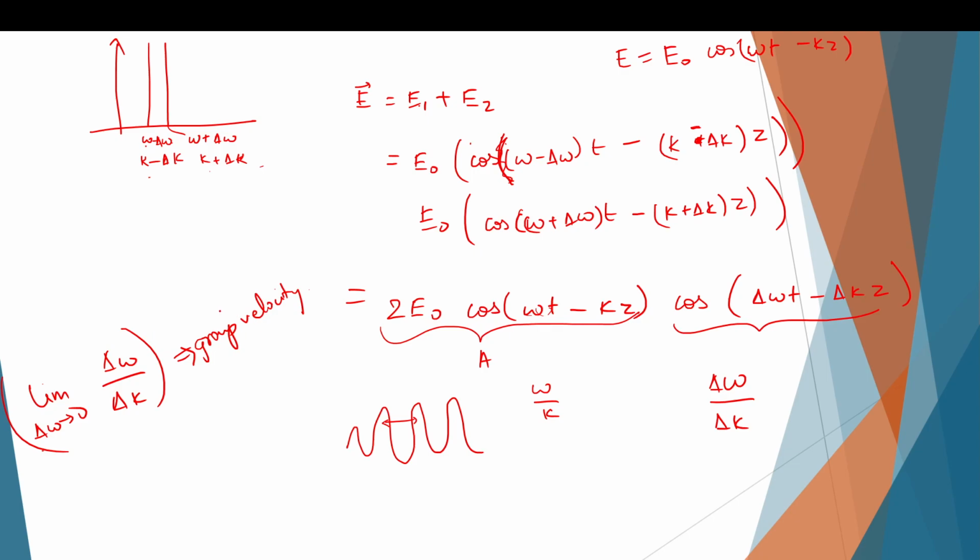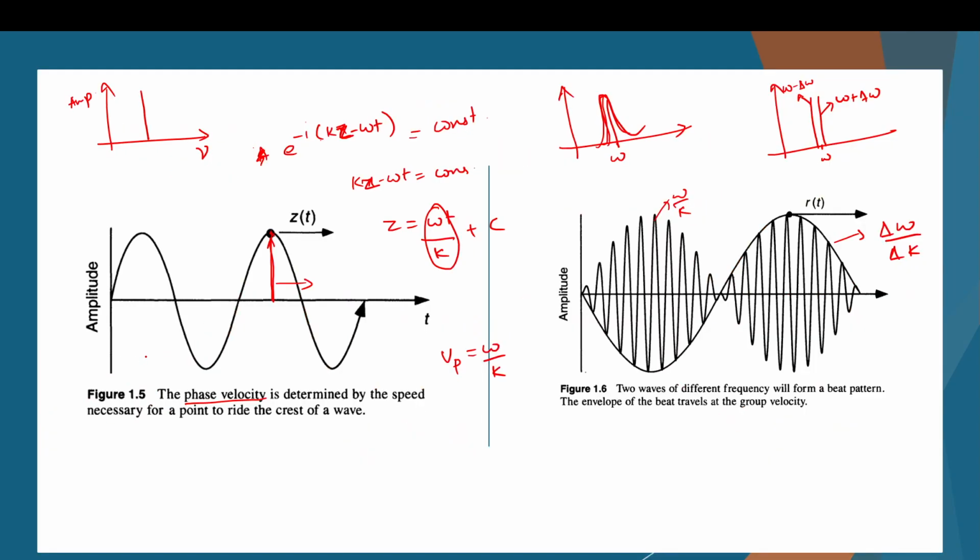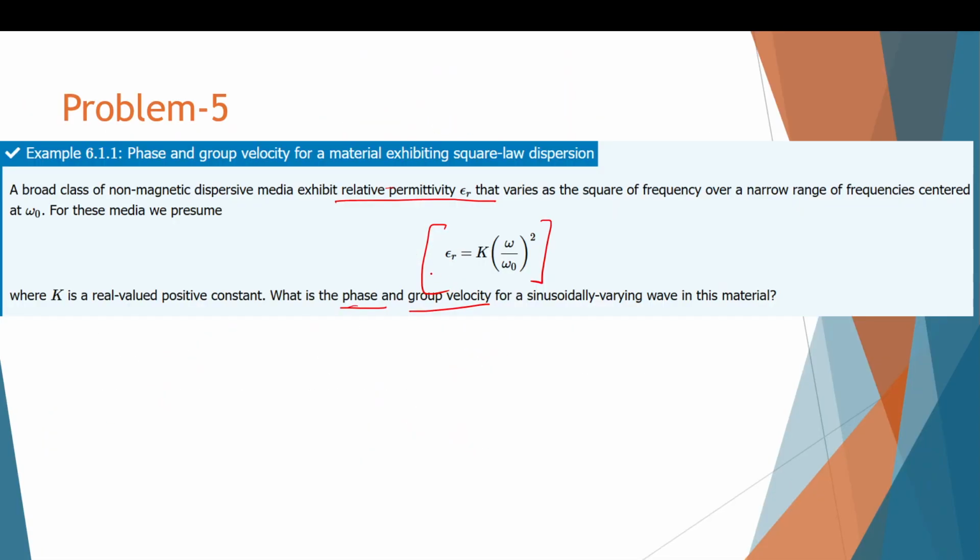So yeah, I was just trying to motivate where this definition came from. Is that okay? Now that you know the definition, it is quite trivial to do the problem, right? So I'll just do it. First we have to find the phase velocity. So Vp is nothing but omega over k.